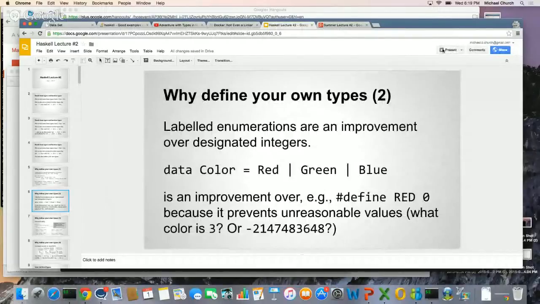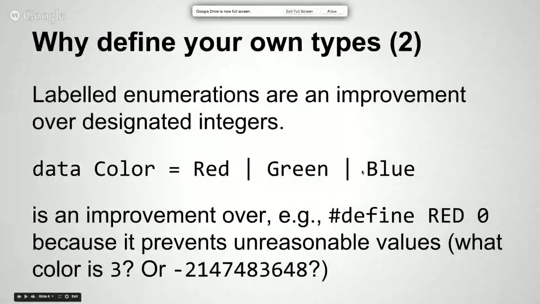The second reason is enumerations are an improvement over designated integers. So you've probably seen in C and Java where people will define a constant, where they say red is 0, green is 1, blue is 2, and then use those constants when they want to say make this thing red. But those are just integers under the hood, and there's nothing preventing an integer like 3 getting passed in, which doesn't correspond to any useful color.